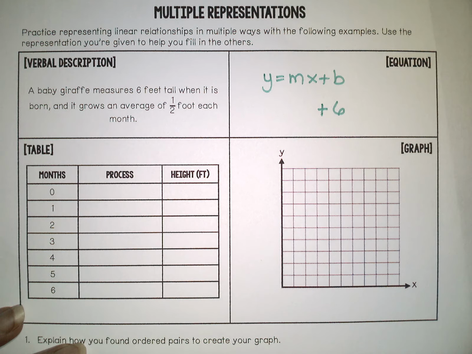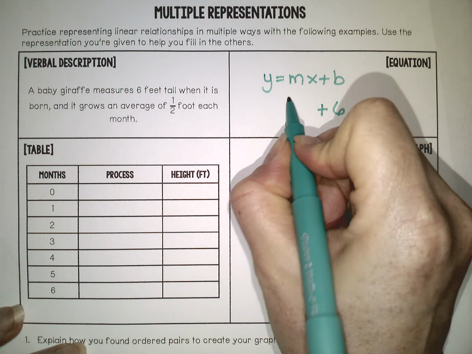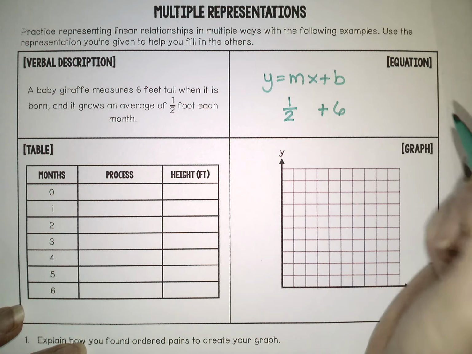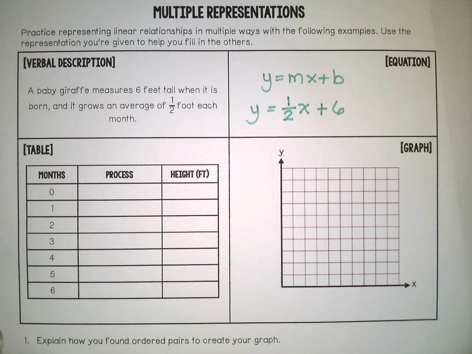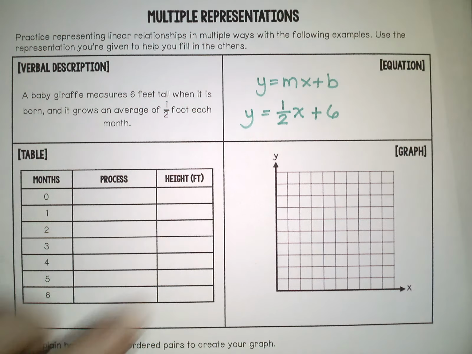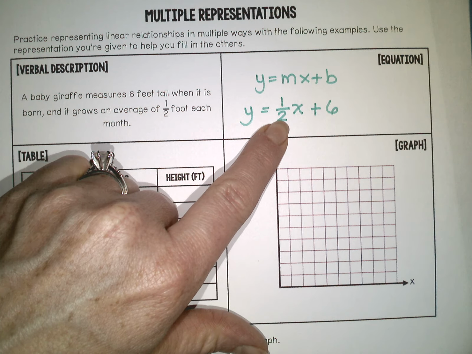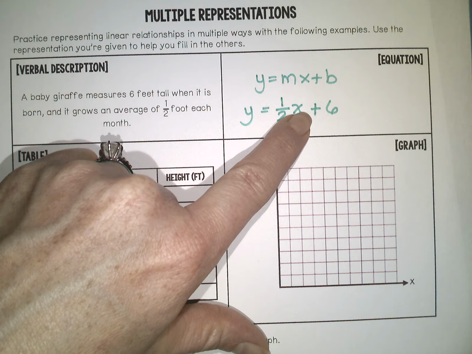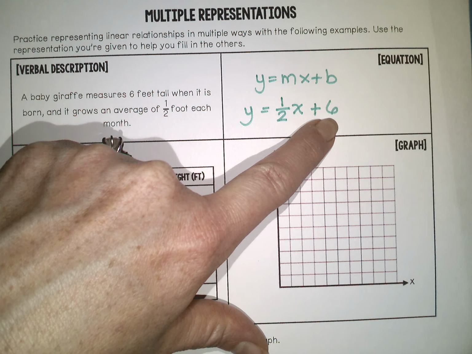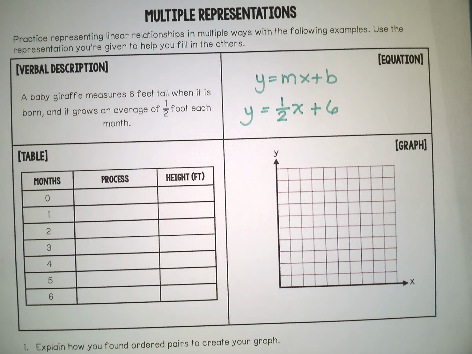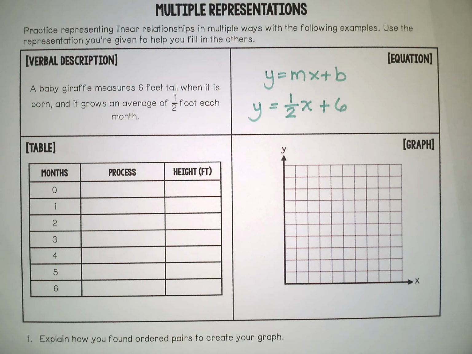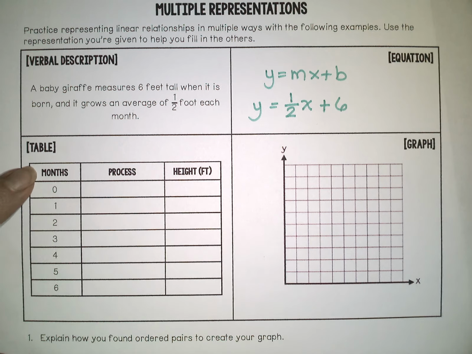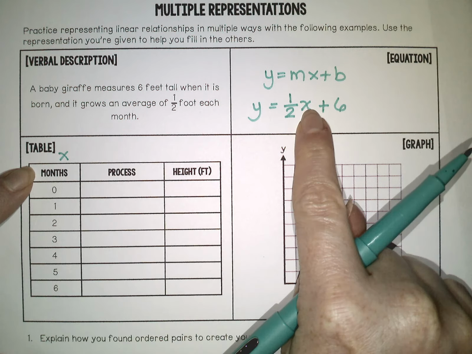And it grows an average of a half a foot every month. So that's your rate of change. That's how much the giraffe is changing in height. So that's your slope, 1/2 every month. So x must be 1/2, half of a foot every month, plus the 6 feet that it was born with, equals its total height.